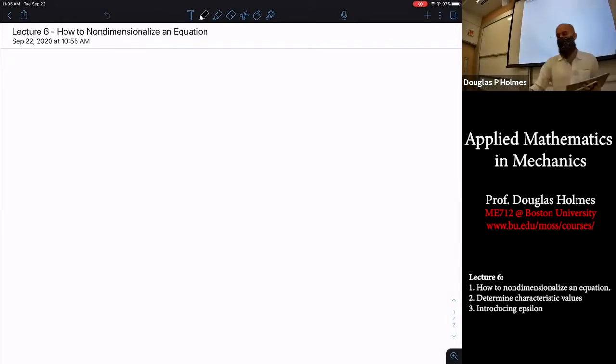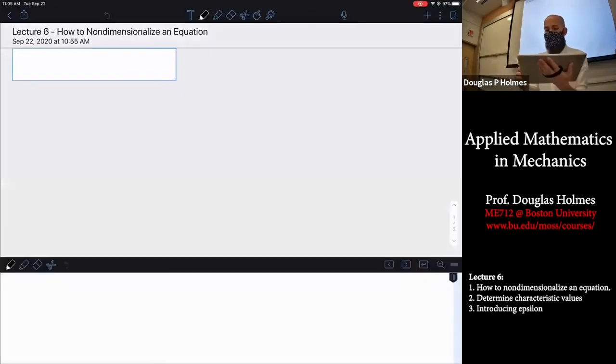All right, so a lot of this class is based on using approximate methods, and approximate methods often use comparisons to reduce complex problems to more straightforward ones. And so what we'd like to do is return to a problem that we're pretty familiar with, which is the projectile problem.